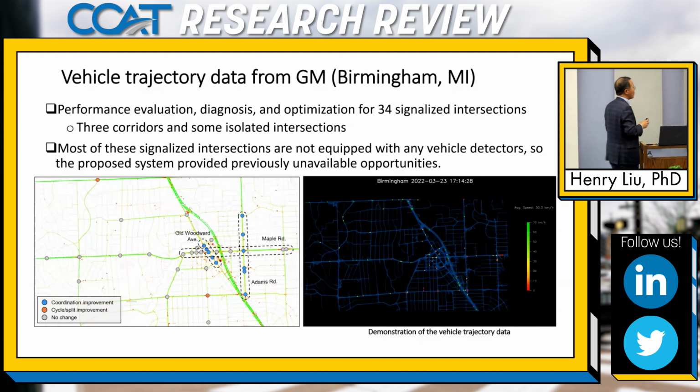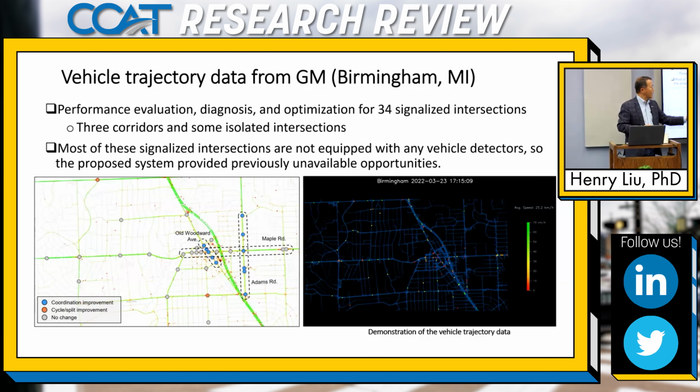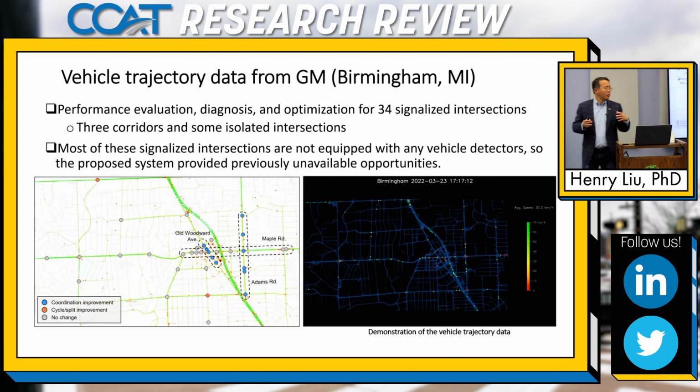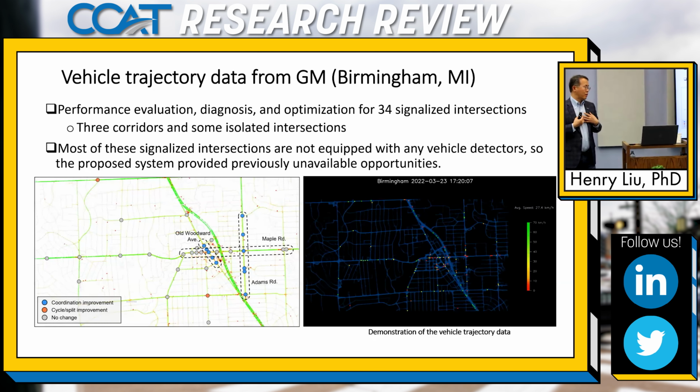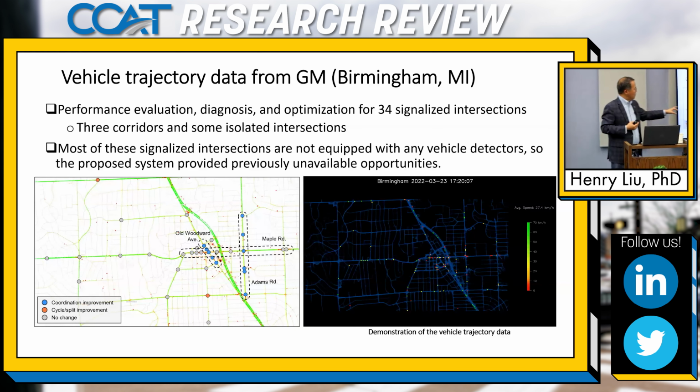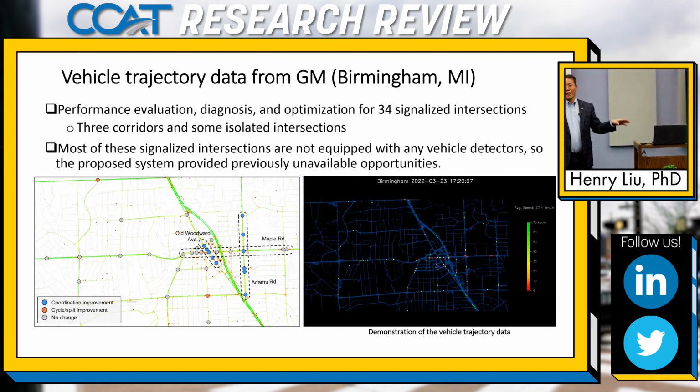Okay, and so this city has a total of 34 intersections. And again, we do not need to rely upon any data from the city. The city only provides us with all their signal timing plans. And by the way, the city of Birmingham is a rich city. Somehow the city is all fixed time, so there's no detector whatsoever. So it's actually a perfect testing ground for us.